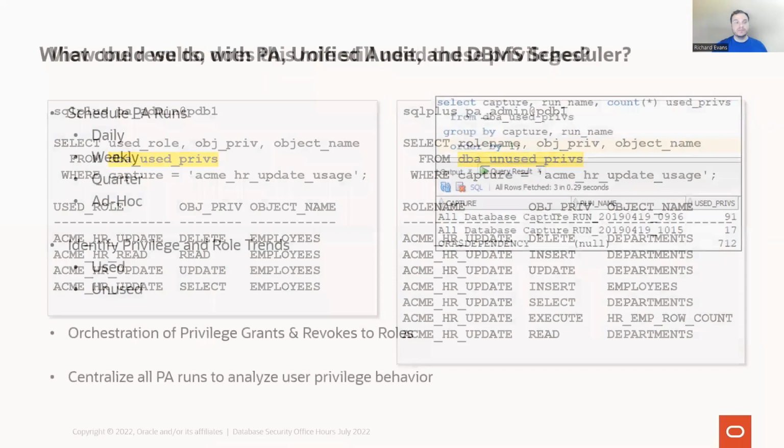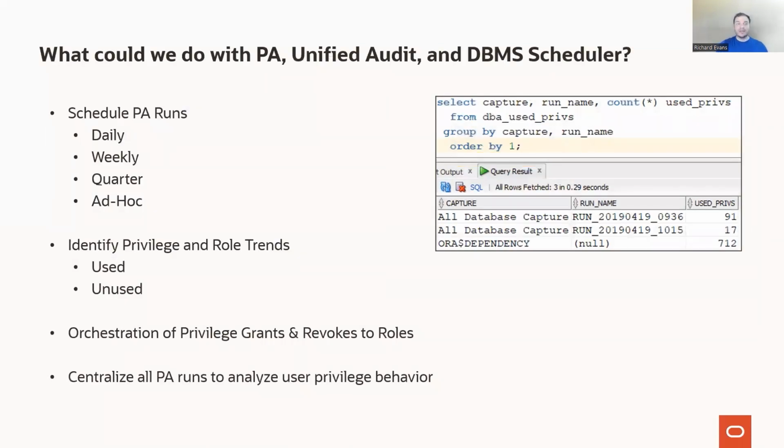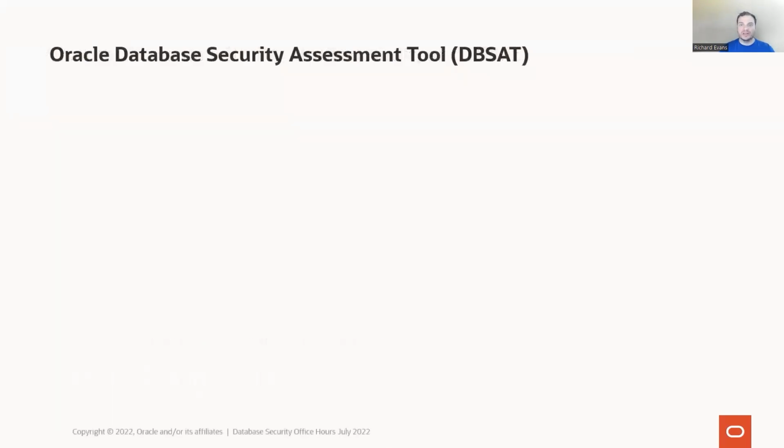So very capable. Combine that with scheduler and auditing, you can do all sorts of neat things, man. You could run these PAs, these privilege analysis assessments on a weekly basis, quarterly, ad hoc, during sprints. You can identify trends. There's a lot of things that you can do there that, you know, you probably aren't doing today that are really powerful to help you identify what's going on within your database.